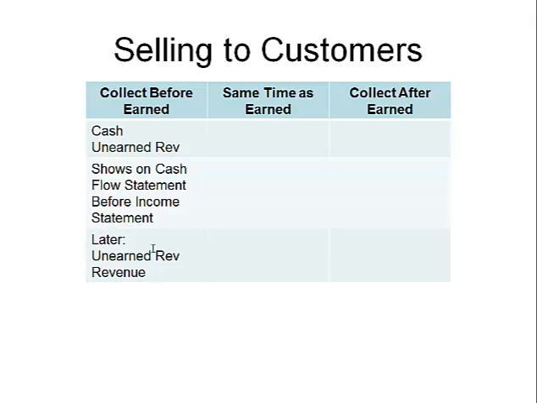So later, when you deliver the goods or perform the service, you would clear out the unearned revenue because now it's earned and you would record it in revenue. At that time, it's going to show up on the income statement.